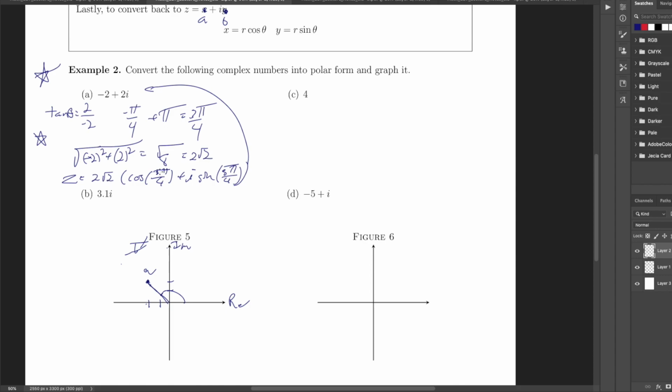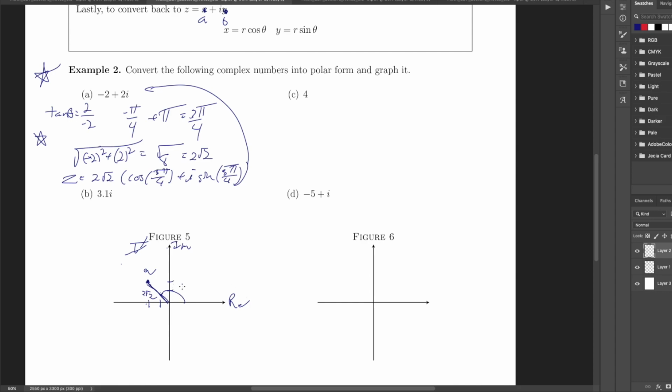And so here we go. This gives us minus 1 over square root of 2. So that gives us negative 2. This gives us positive 1 over the square root of 2, so this gives us 2. And so notice if we graphed it here, we just go to this angle, and then this distance here would be 2 square root 2.